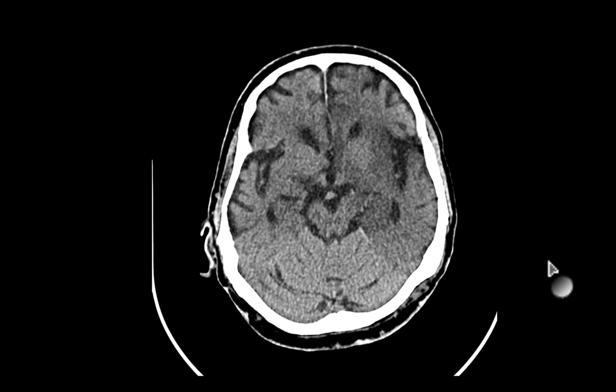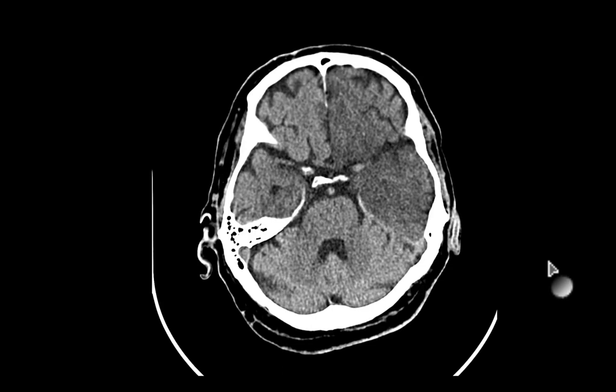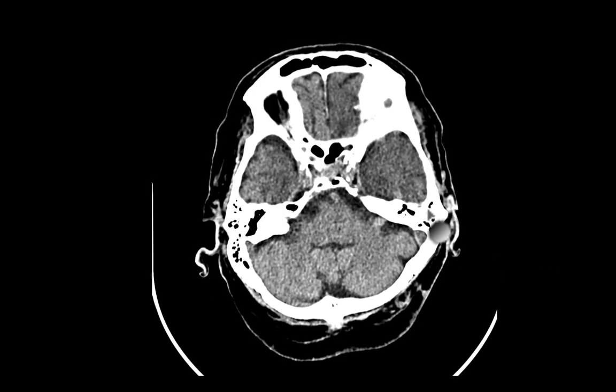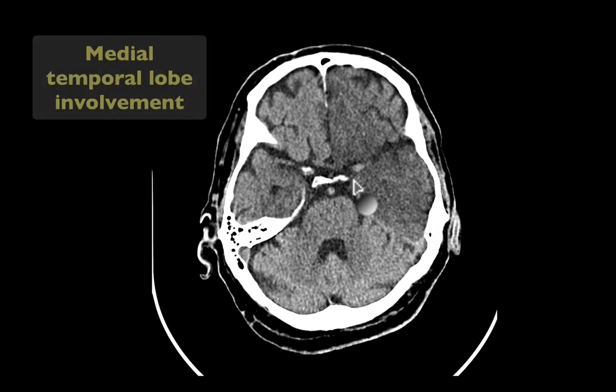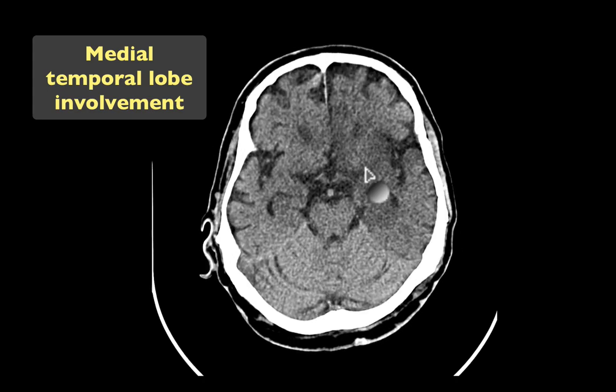The abnormality is obviously seen in the left temporal lobe. The most involved area of the left temporal lobe is the medial aspect of the temporal lobe, where we expect the limbic system to be living.